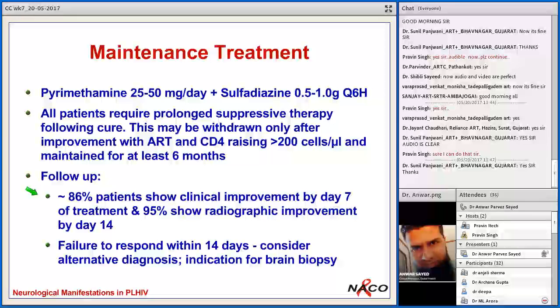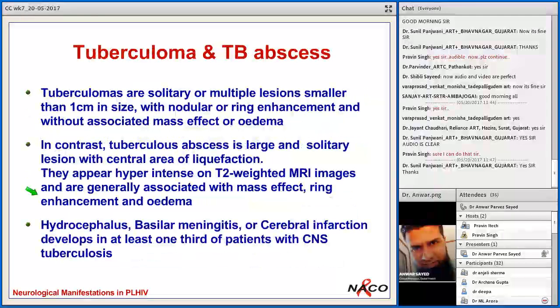If you have treated or managed patients with cryptomeningitis, you will agree with me that the clinical improvement will be very fast in these cases, and in 95% of the cases there will be radiological improvement within 14 days. That is very satisfactory if you are treating such patients as a clinician. So that needs to be closely monitored, in fact. And when you don't get such a response, then you need to revise your diagnosis. Failure to respond within 14 days, then you need to consider an alternate diagnosis, and that is the indication of brain biopsy, which may not be available in most scenarios.